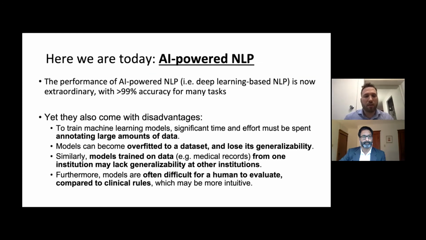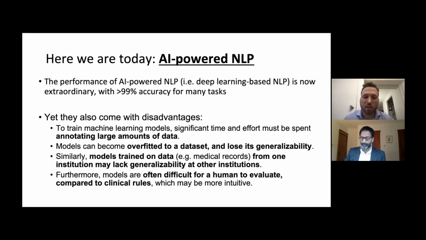So here we are with AI-powered NLP. In many cases, in the real world, we're seeing greater than 99% accuracy for this type of tool. But it does come with some disadvantages that we really have to keep at the forefront of our minds. To train machine learning models, significant time and effort must be spent annotating large amounts of data. Models can become overfitted to a data set, so it is only able to do well on the data set it trained on and not new data that's out there.